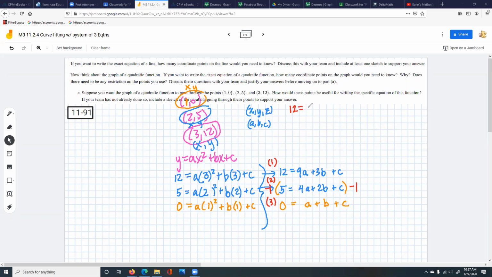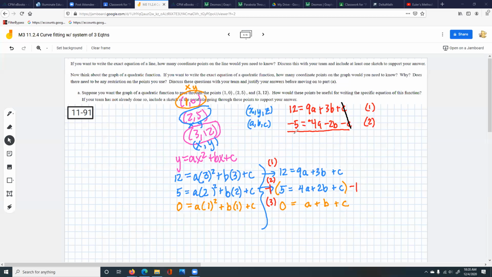So 12 equals 9a plus 3b plus c. That's equation number 1. I'm adding it to equation number 2 here, multiplied by -1. So this will be -5 equals -4a minus 2b minus c. The c's are going to go away, which is exactly what I wanted. I wanted to eliminate the c's. So now I just have a and b.